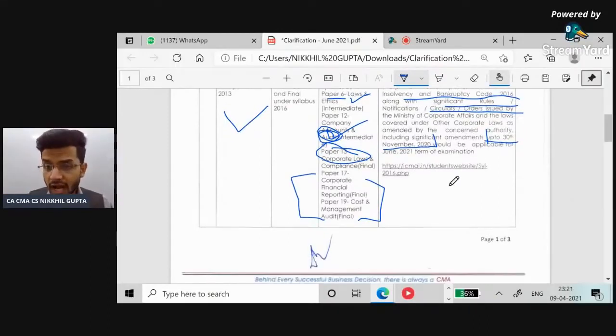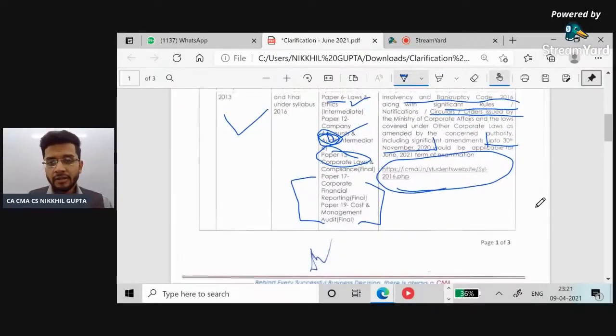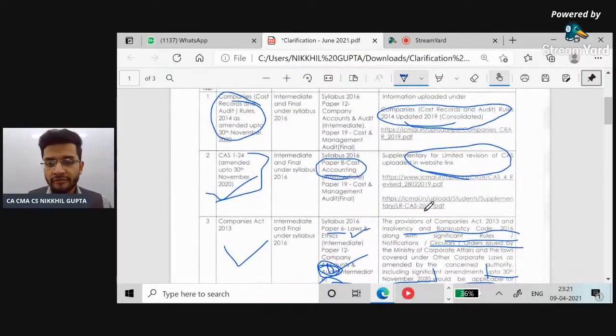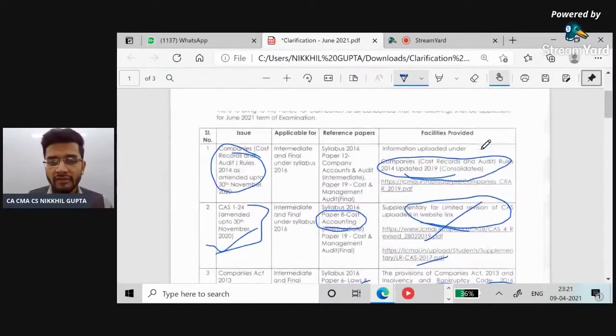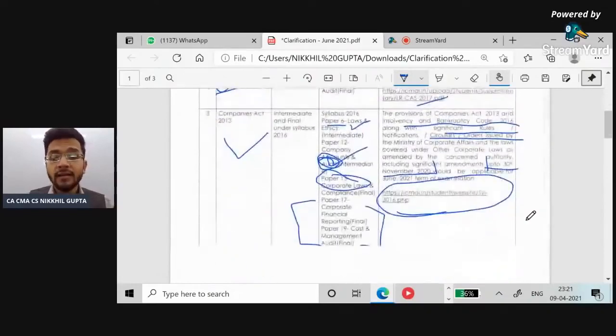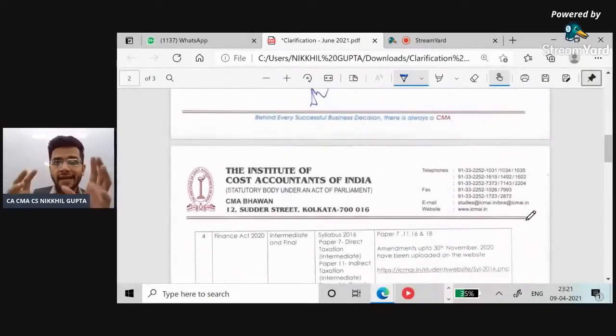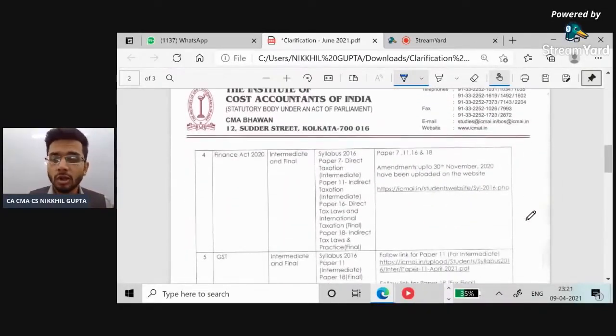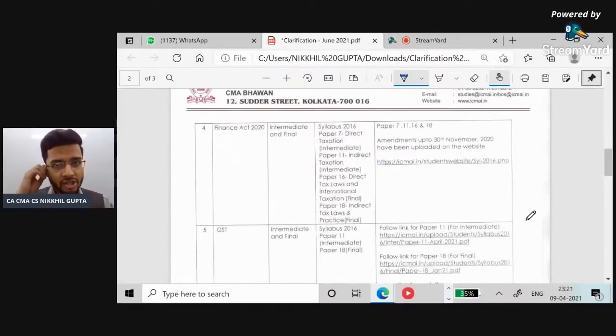Again, guys, the link is given in the notification. All the links are given in the notification. So whatever updated document you want, they are there on the institute's website. It's really useful, especially from a direct tax standpoint, to go through all the amendments, because a major chunk of the paper is expected to come from the amendments. So yes, amendments are an important part of your study.